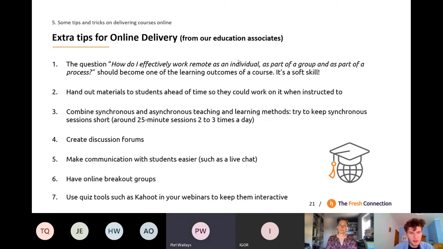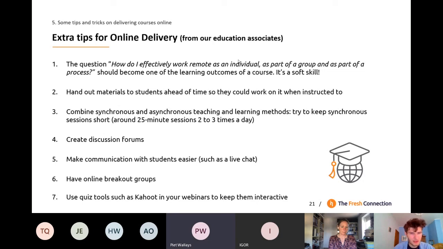Then you try to hand out materials to your students ahead of time so that they can work on it when instructed to, so that they can work in their own time and space, and be aware that working online is more inefficient than working at a physical location together. As mentioned before, combine synchronous and asynchronous teaching and learning methods, and try to keep synchronous sessions, so sessions where you are with your students together online, limited to around 25 minutes. And if they are longer, then spread them out, spread out small batches of these sessions over a day.